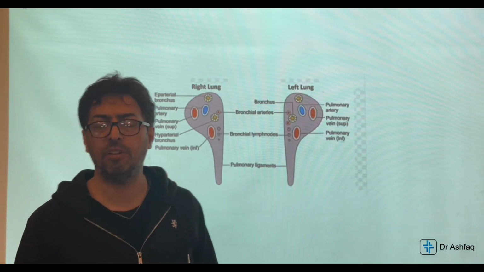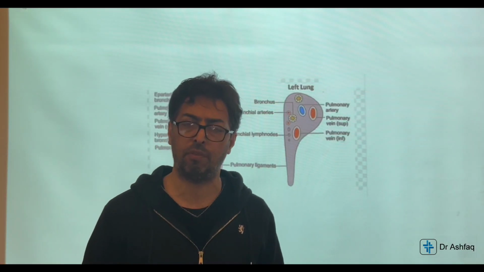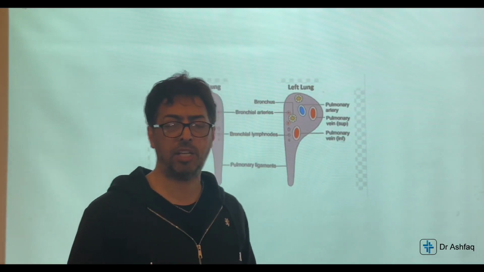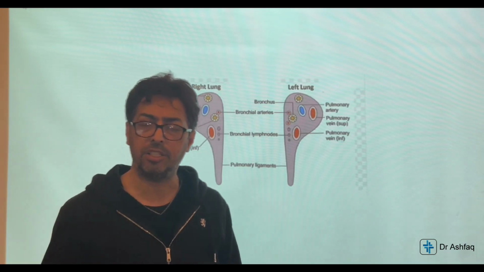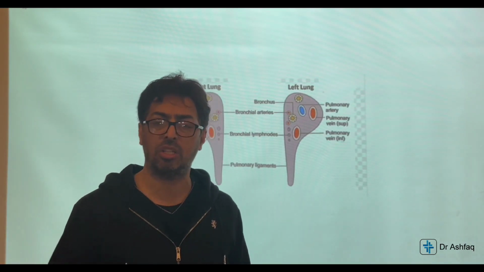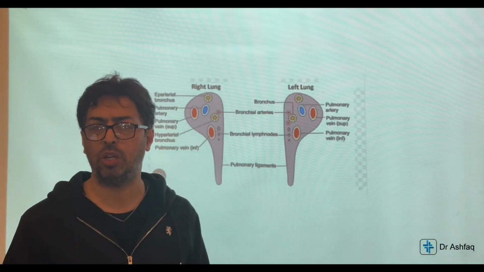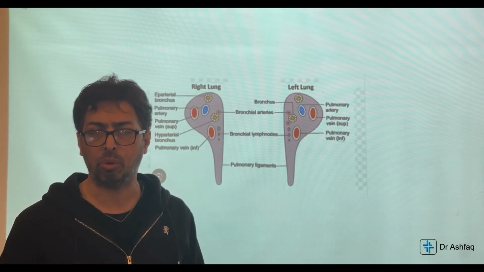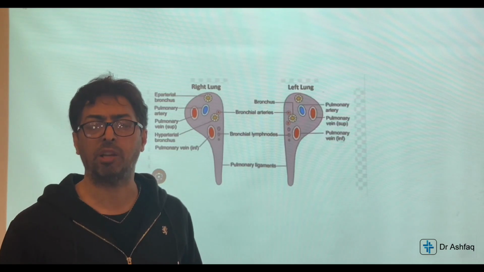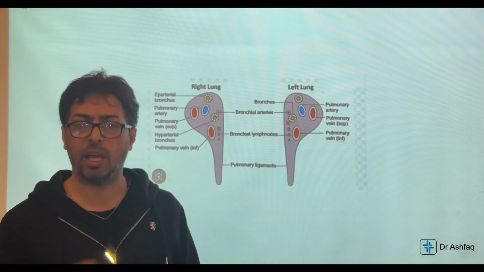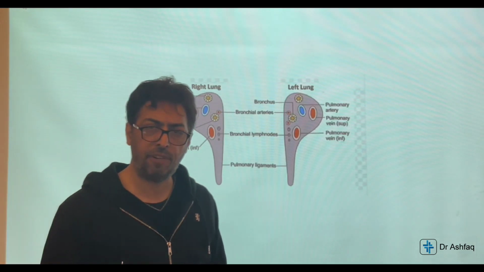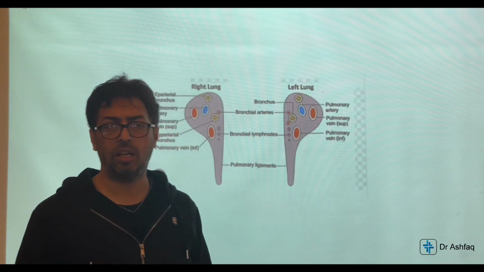As far as the lymphatics are concerned, we have the superficial group of lymphatics and the deep group of lymphatics. The superficial group drains the superficial areas of the lungs, and the deep group drains the deeper areas, the substance of the lungs, and they usually go to the bronchial group of lymph nodes, the bronchomediastinal group of lymph nodes. There are also the tracheobronchial group of lymph nodes along the trachea and the bronchi. So that is something about the lymphatic drainage of the lungs.